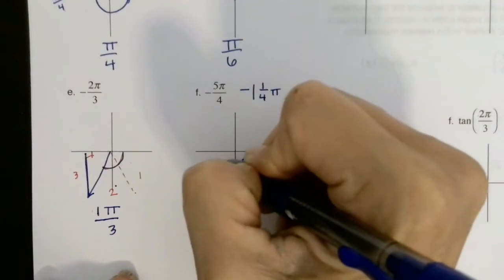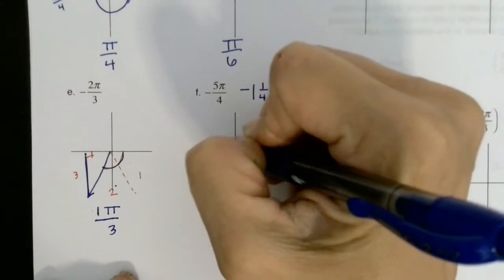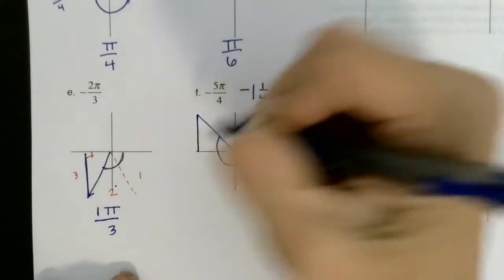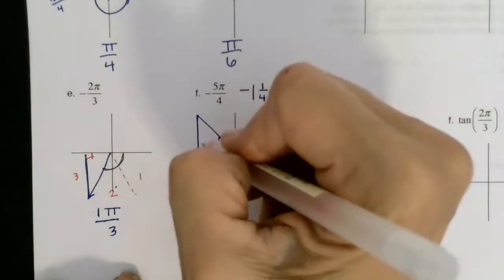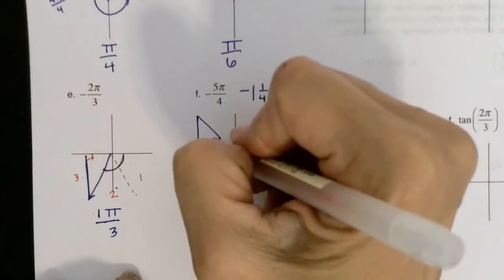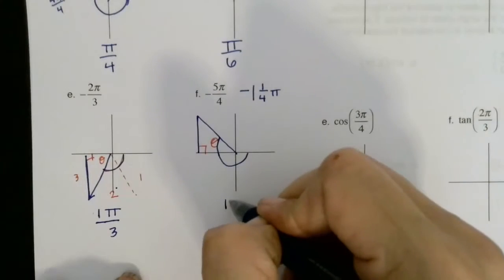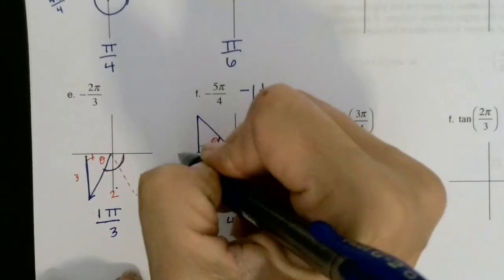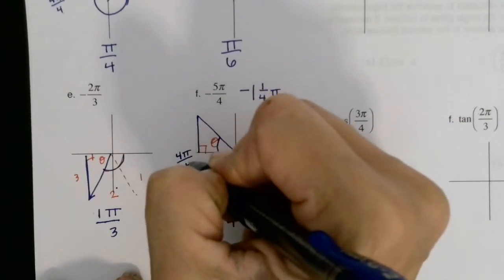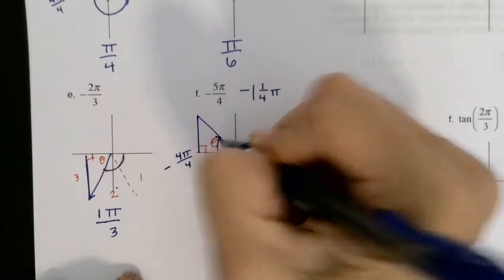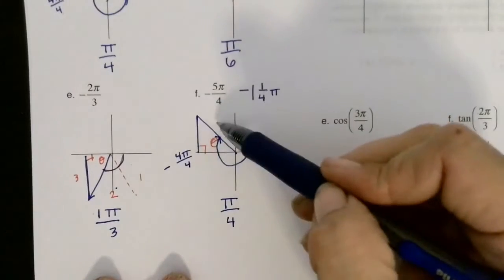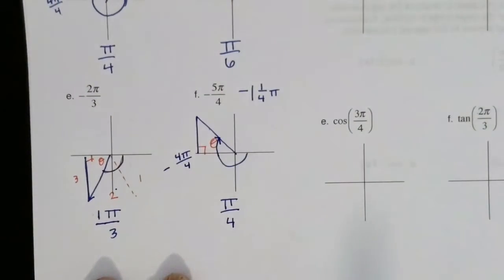So I'm going to go negative 1 and 1/4. So I end up right here. Connect it to the x-axis, make my angle, and right in there is my reference angle. So that's going to be pi over 4. Right? So this is 4 pi out of 4, and it's actually negative because we came this way. So this 1 more would put me right there.